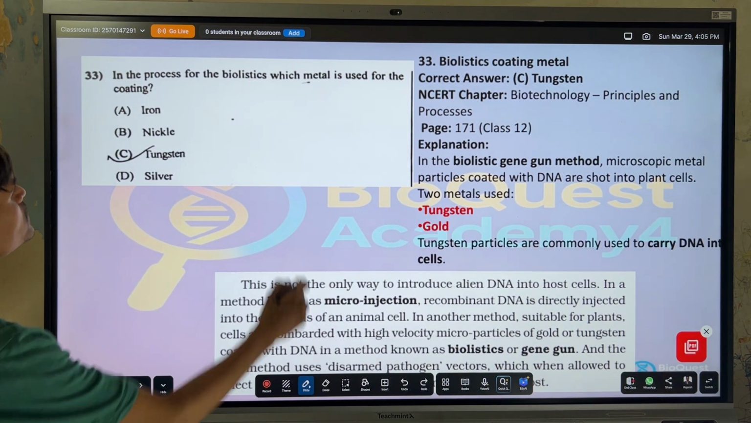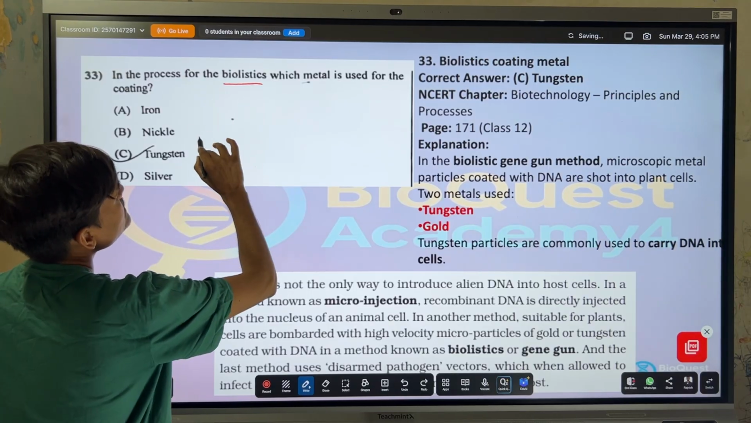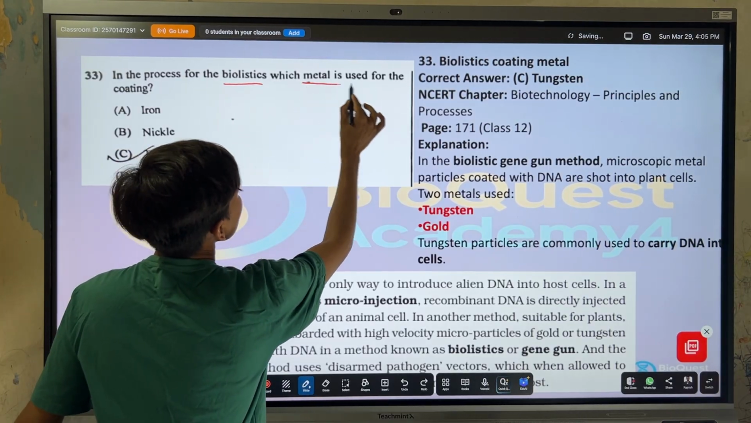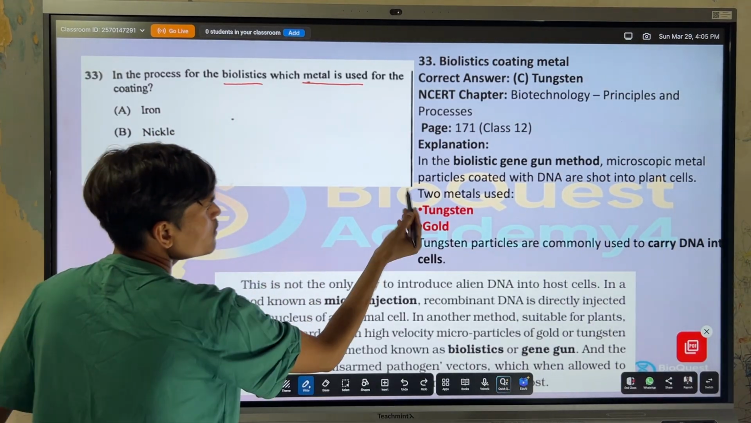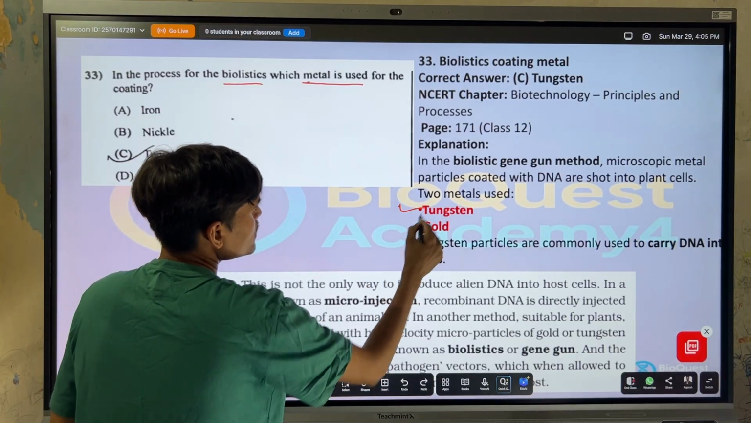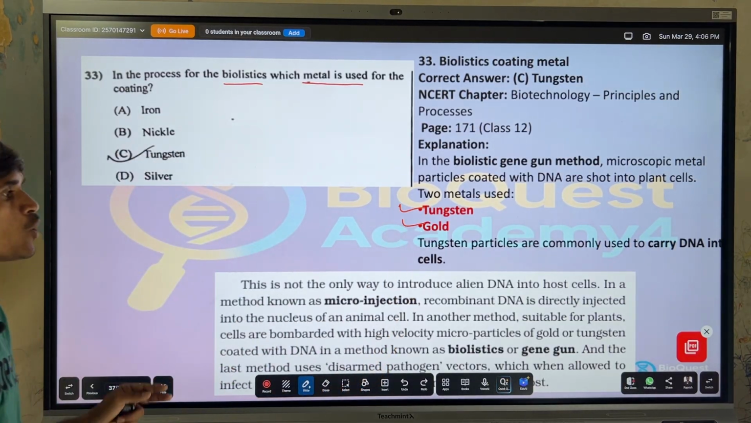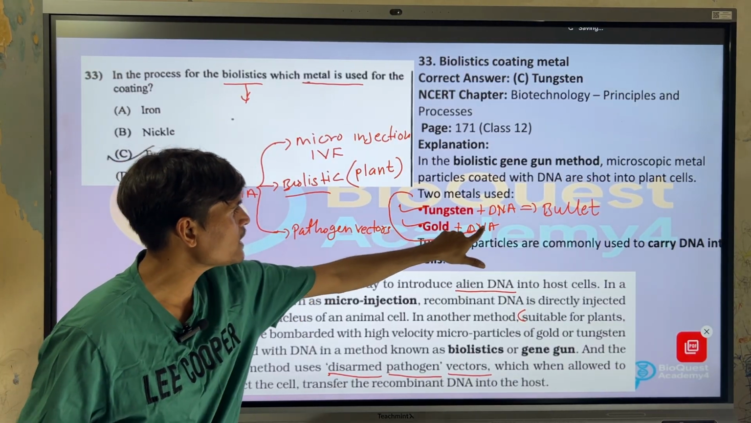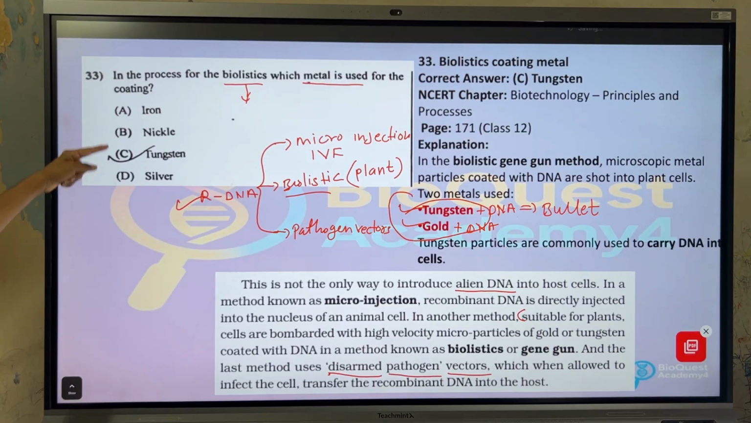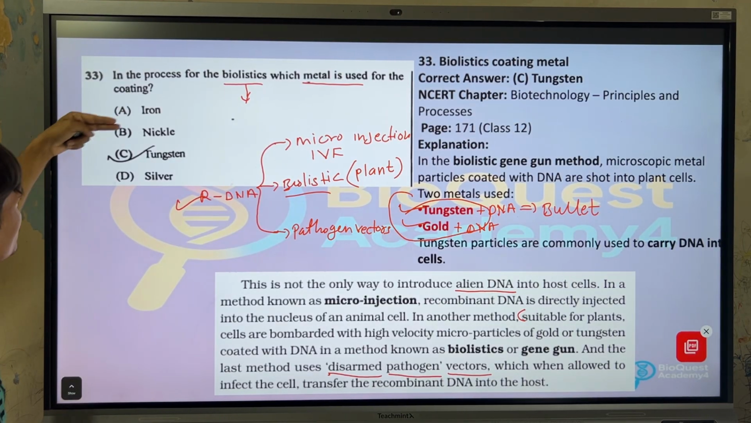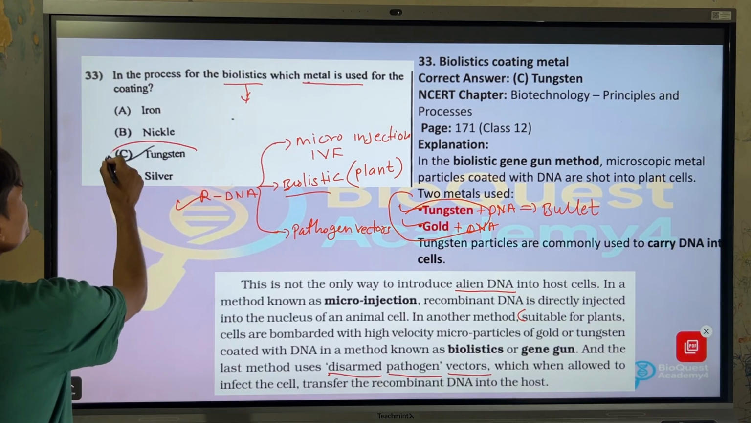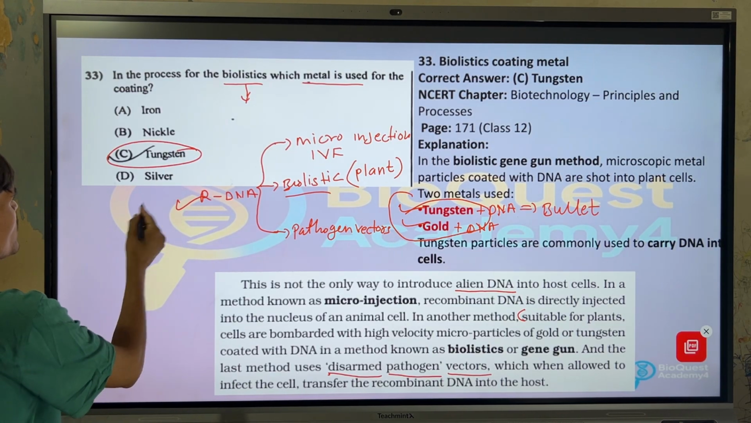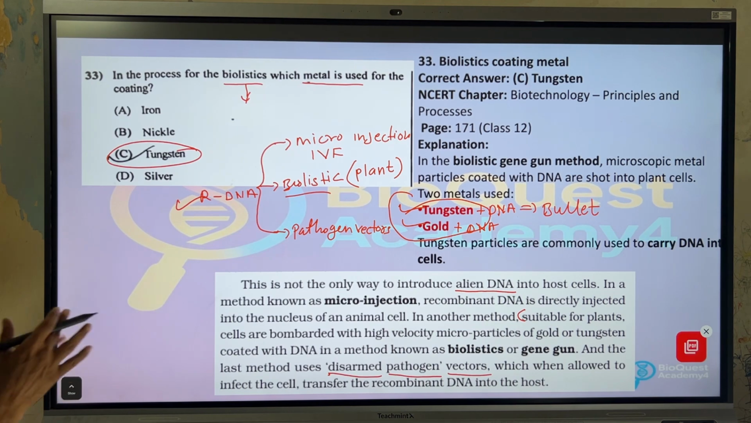Next, question 33. In the process of biolistics, which metal is used? For the biolistic gun we use tungsten and gold. We use only two things in the biolistic gun method, tungsten and gold. Now see the options: iron, nickel, tungsten, silver. We use tungsten here. That's it.